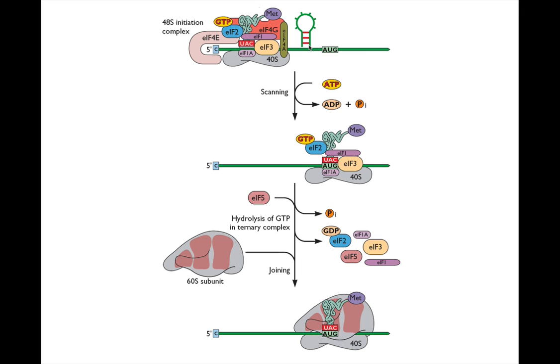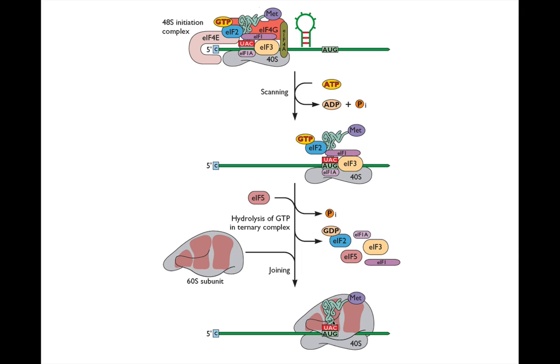And once the 48S complex finds the AUG, then translation initiation can begin. A series of events then occur. EIF5 comes in and helps to hydrolyze the GTP in the ternary complex. A lot of initiation factors are released. And then the 60S subunit can join to produce this complex, the mRNA, the 80S ribosome, and the MET-tRNA, initiation tRNA.